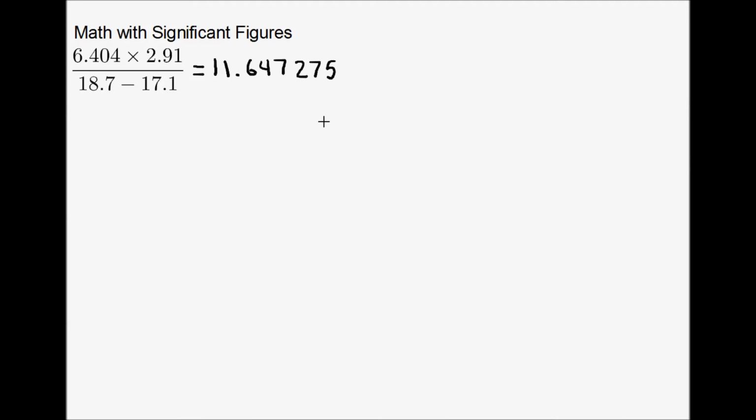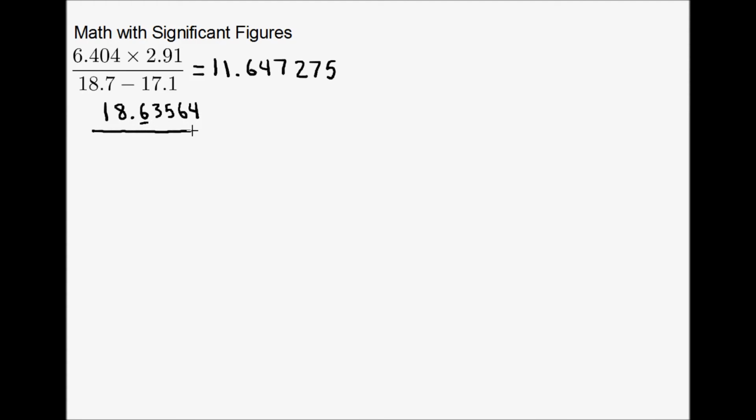Now, I need to figure out significant figures. When you approach problems with multiple math steps like this, we need to do order of operations very carefully, very slowly, and determine significant figures at each step along the way. So the first thing I should do is the multiplication on top. So 6.404 times 2.91. Doing that, I get an answer, 18.63564. 4 significant figures, 3 significant figures. Because this is multiplication, this needs to have 3. This would have to be rounded to there.